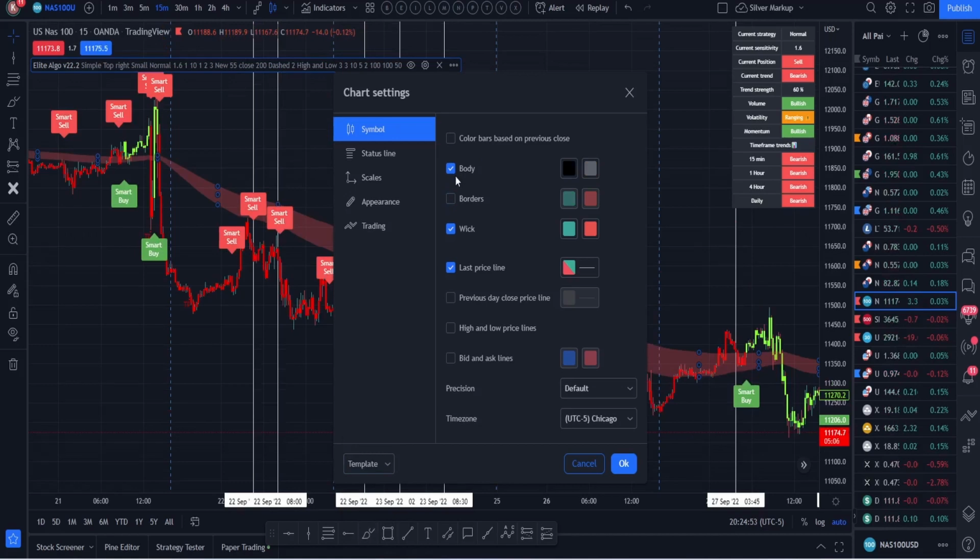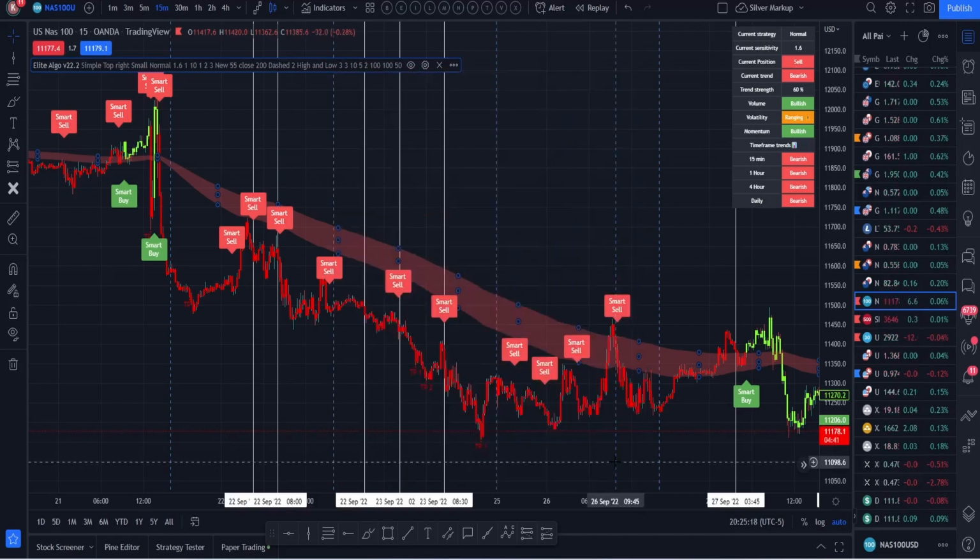a template for color bars just in general for TradingView. If you need an indicator to show color better, you see on here, I take the color out of the body, and then you take off the borders. So that's all you really got to do: take the color out of the body and disable borders. You can leave the wicks how you like them and continue just off of that.